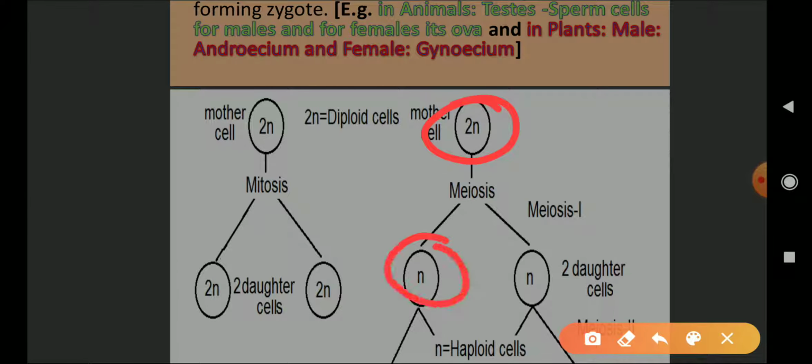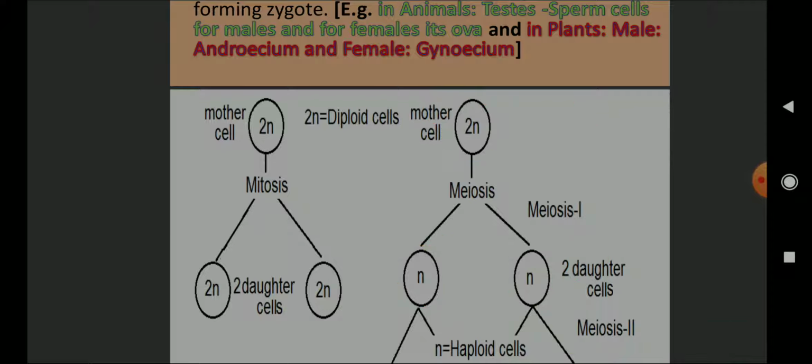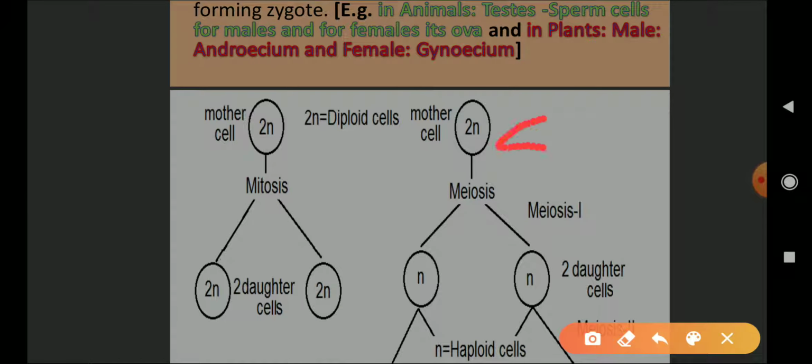It reduces to n. So if a mother cell has 100 chromosomes, then the daughter cells will have 50. If the mother cell has 80 chromosomes, then the daughter cells will have half of it, that means 40. I hope you understood this one. This is the difference between the process of mitosis and meiosis.